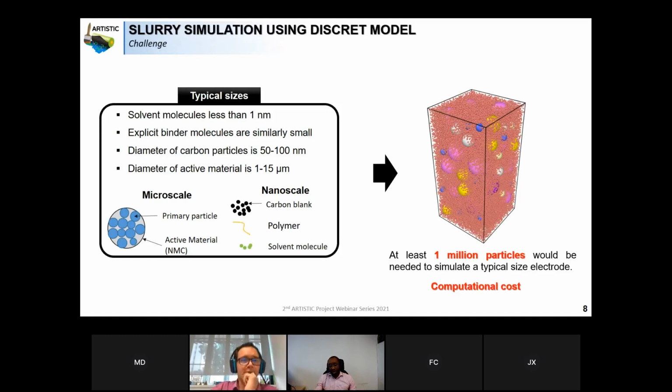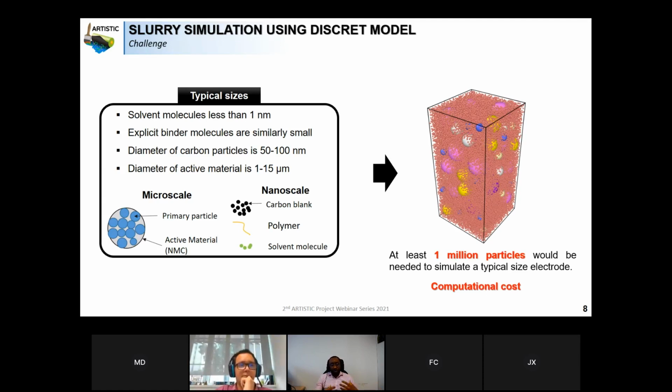For example, you will have something like 1 million particles, and then you will need a super calculator in order to perform your simulation. And if you also want to study different chemistries, it will be very difficult, because we need to parameterize the force field that you use in your model and so on.